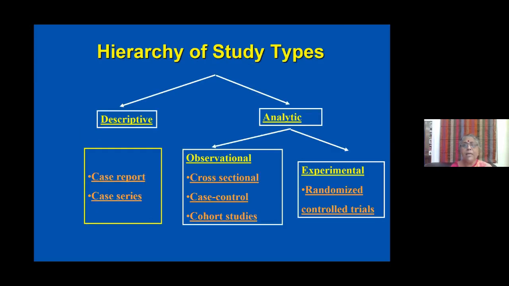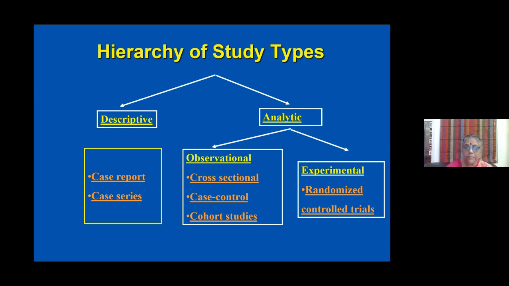So basically, I'm telling you about the hierarchy of the study types. We have two types of studies. One is a descriptive study and the other is an analytic study. Within the analytic study, we have two groups, observational studies and experimental studies. Now, I will be dealing with each of these designs one by one.